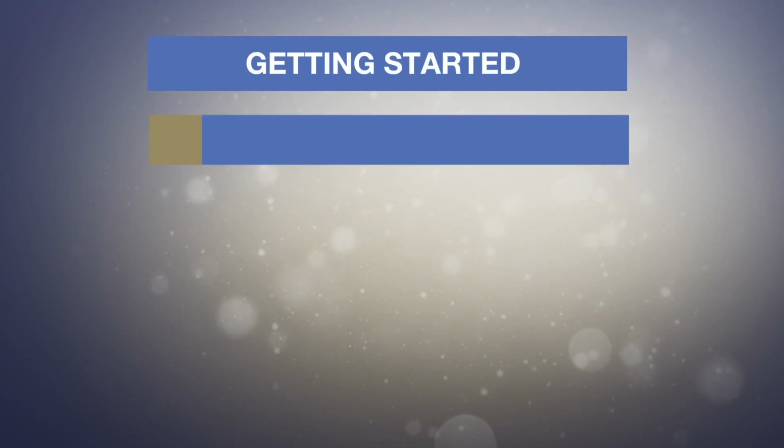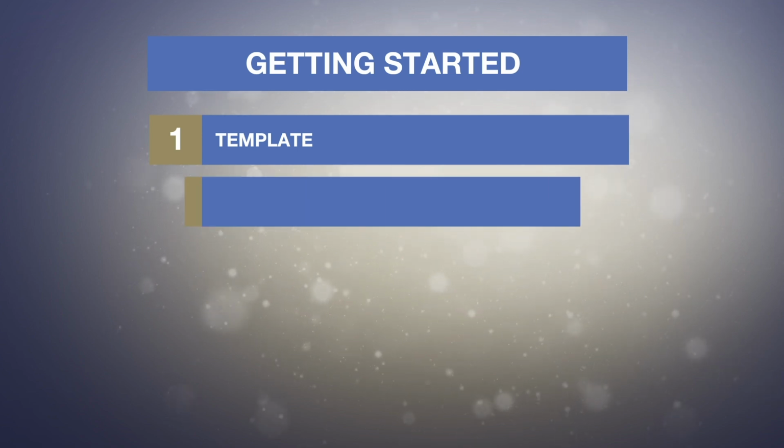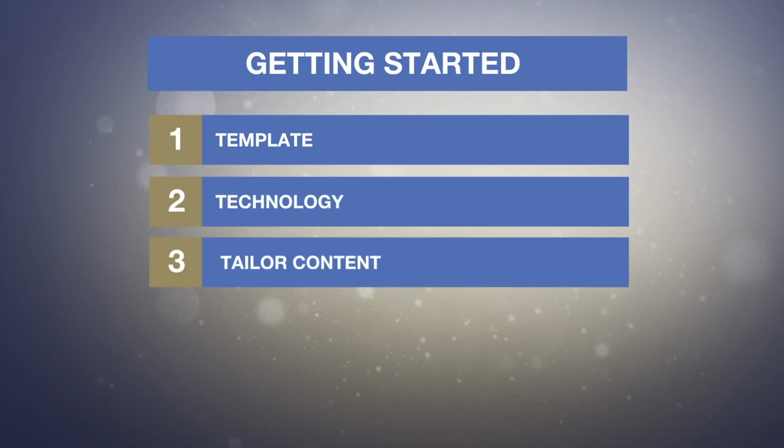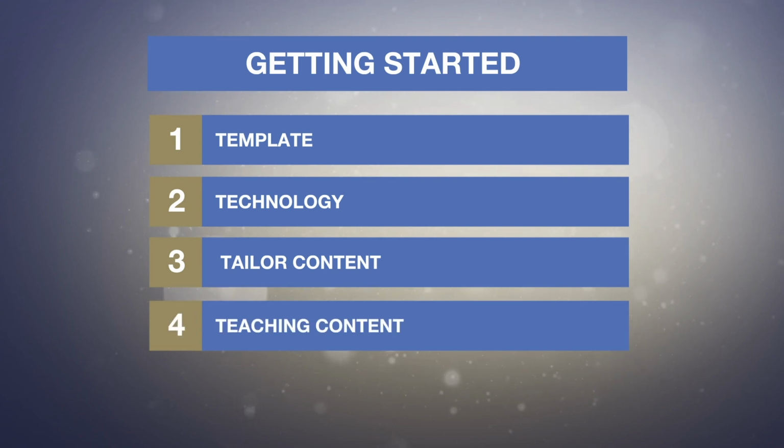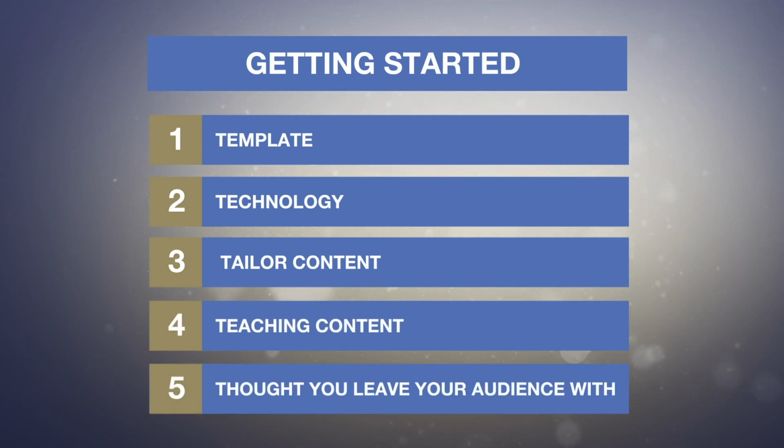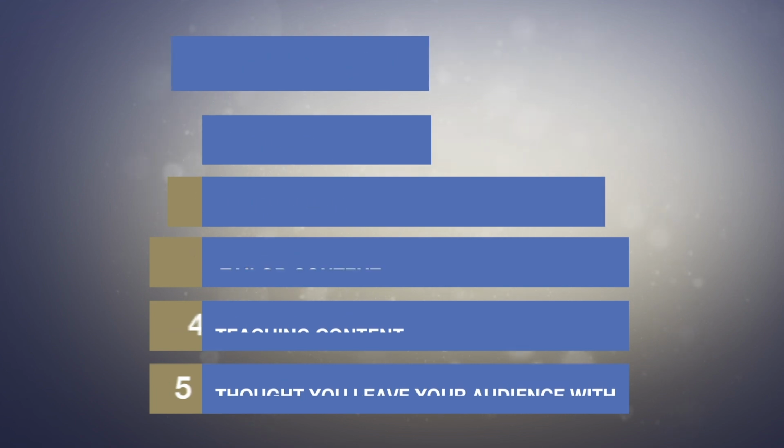So if you're going to get started with PowerPoint slides, there are 5 things that you need to bear in mind. Number 1 is the template. Number 2 is the technology. 3 is how you tailor your slides. 4 is how you teach the content using slides. And number 5 is a thought that you are leaving your audience with. Let's start with the template.